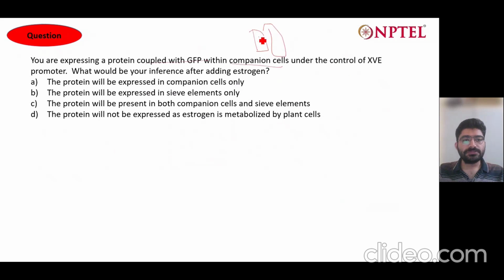So companion cells are the living component of phloem, and sieve elements are the non-living component of the phloem because they do not have a nucleus. So all the activities of the sieve elements are controlled by the companion cells. So they are in constant support of each other, and they are highly connected with plasmodesmata.